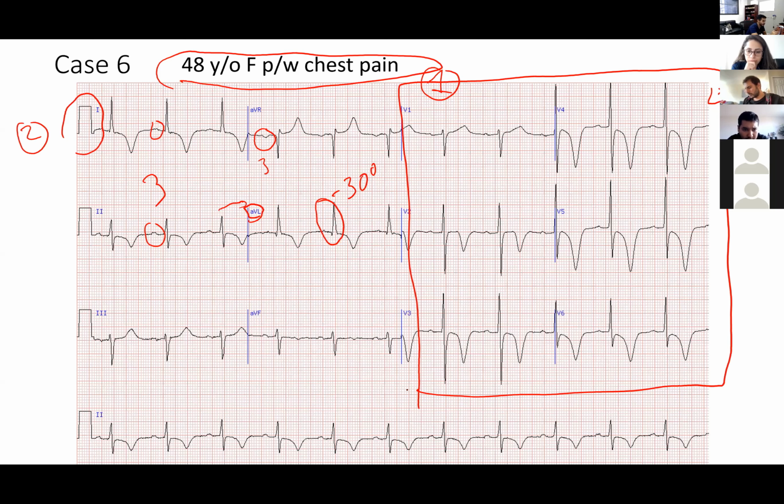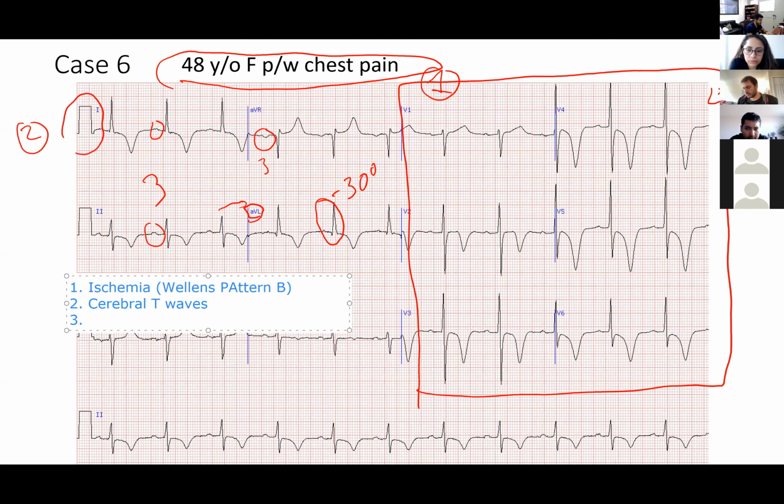So I'm just going to put here in a small box your differential diagnosis for this EKG, okay? One is going to be, well, ischemia, obviously, right? But this is what they call Wellens pattern B, okay? Then number two will be cerebral T wave, which is basically what I was telling you about subarachnoid hemorrhage. Then you have to think also about stress cardiomyopathy. You have to think about apical hypertrophic cardiomyopathy.